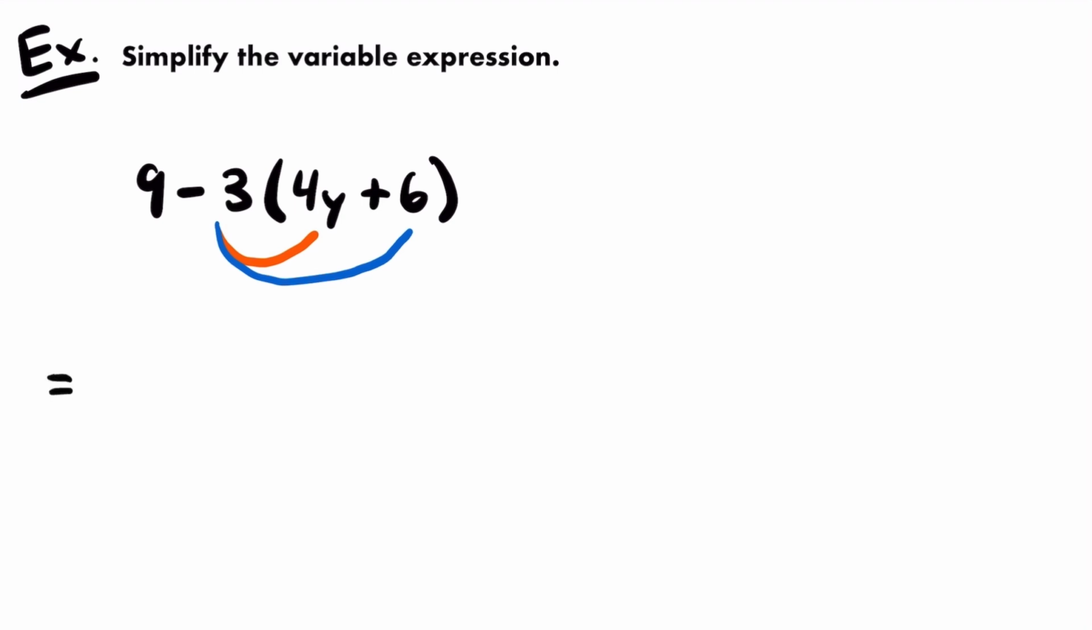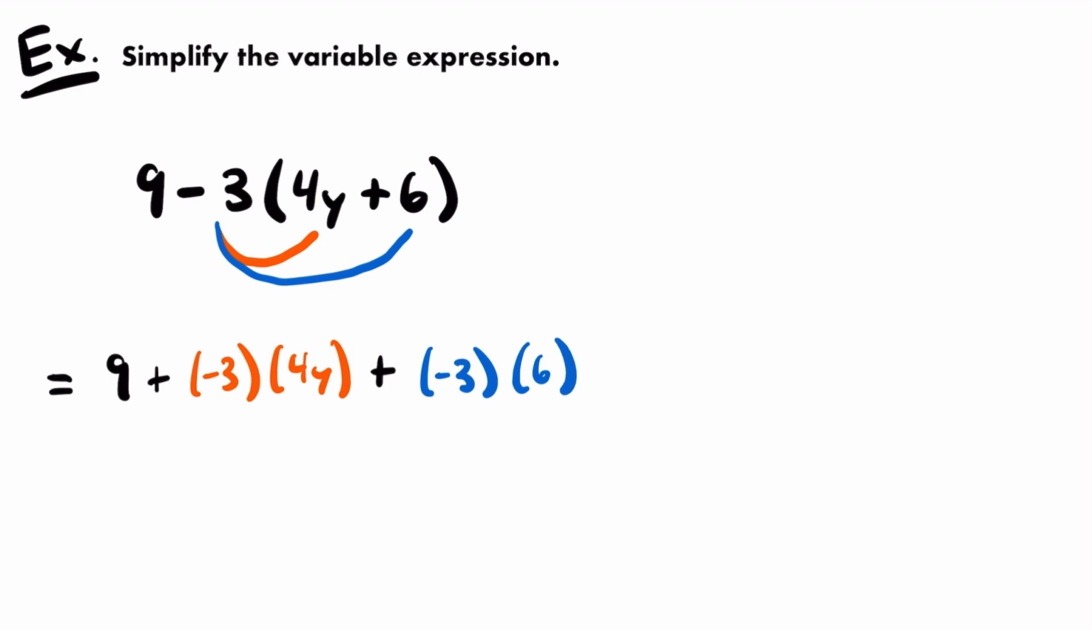So what we will have here is 9. That's not going to change. We still have 9 plus negative 3 times 4y. So we have negative 3 multiplied by 4y. And then that will be added to negative 3 times 6. So we have negative 3 times 6.